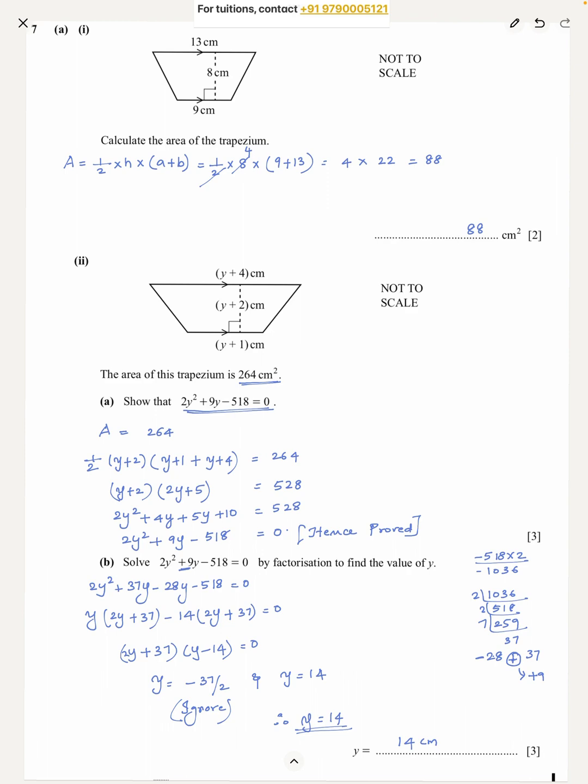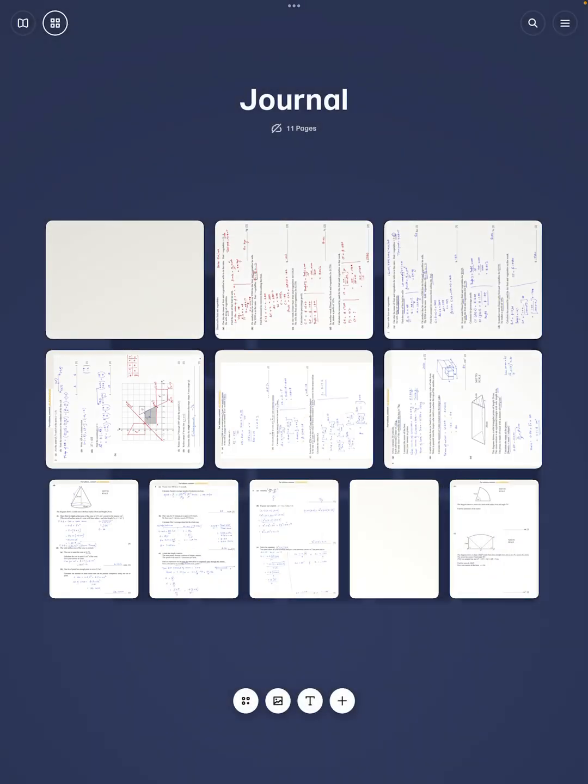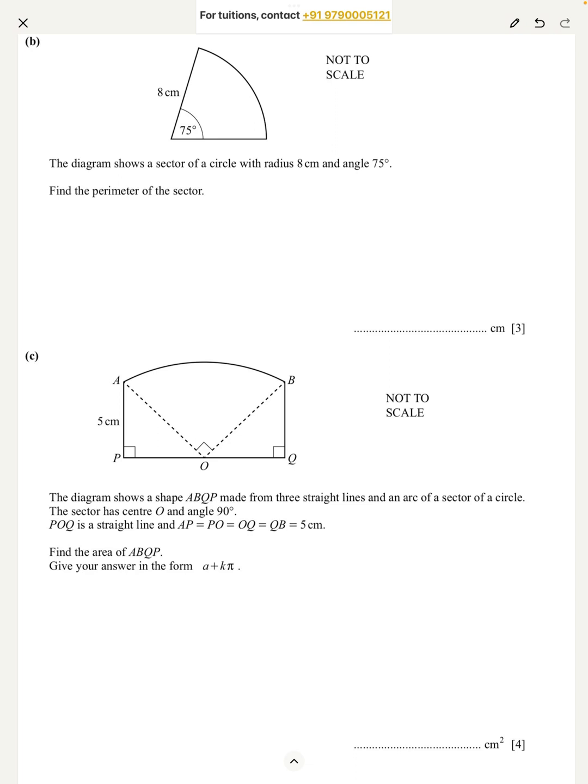Then next subdivision. Question B of that same question number 7. This is the B part. A sector is given. The side of it is 8 centimeter, which is the radius. So both the radii will be 8 centimeter. Angle is given, which is 75 degree. Now he is asking us to find the perimeter of the sector.